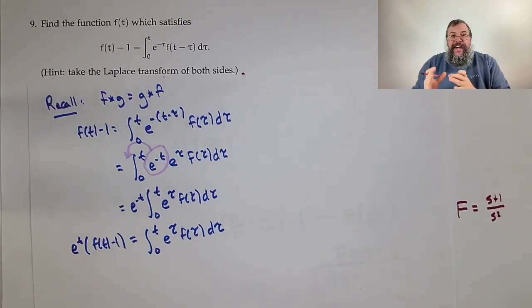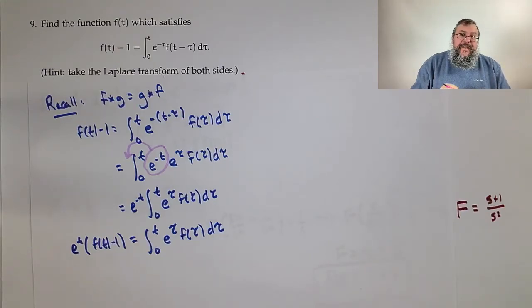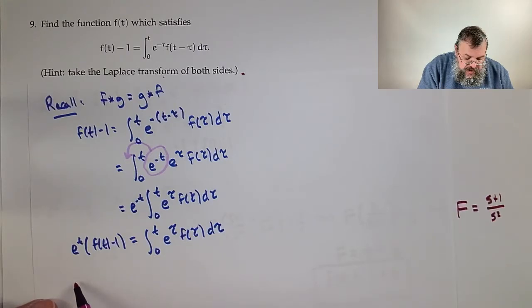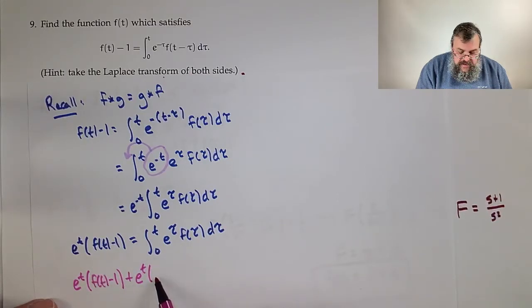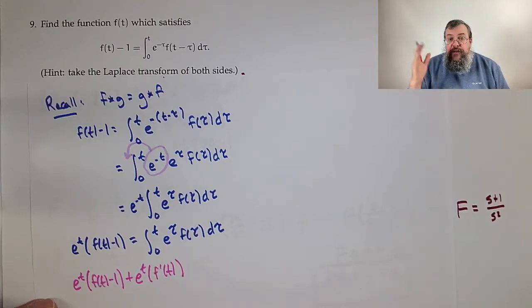Take the derivative of both sides. Now, on the left-hand side, work is involved. Product rule. So, derivative of the first, e to the t, times the second, f of t minus 1, plus the first, e to the t, times the derivative of the second, that's our f prime of t. And the minus 1, the derivative of that goes away.